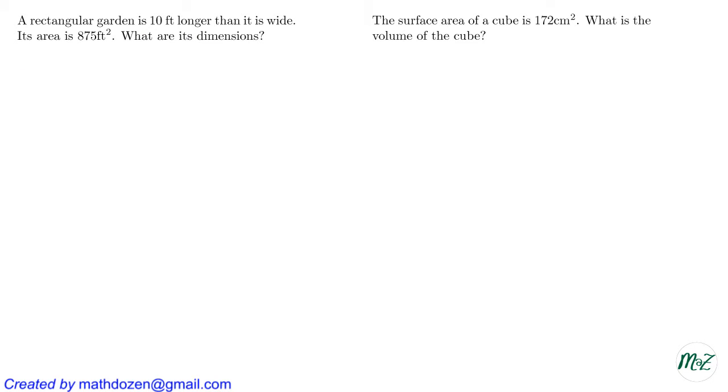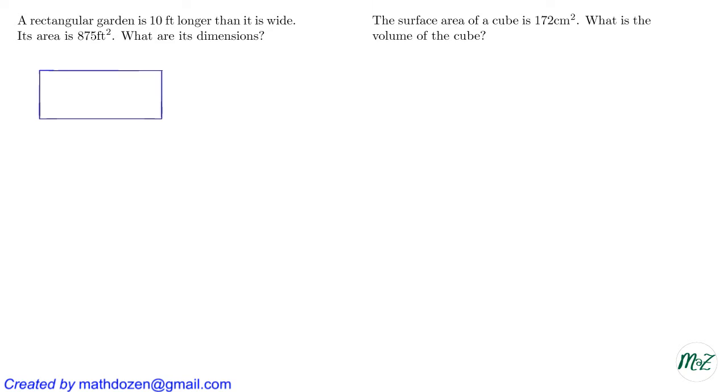Okay, so in this video we're gonna solve those two problems. The first problem talks about a rectangular garden, and the garden is 10 feet longer than it is wide, and the area of the garden is 875 feet squared. The question is to find the dimensions of the garden.